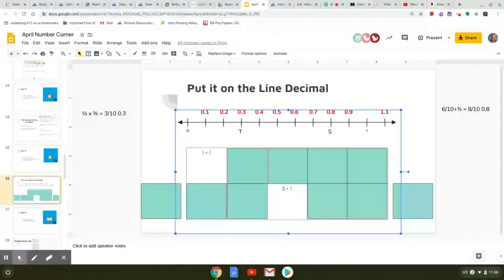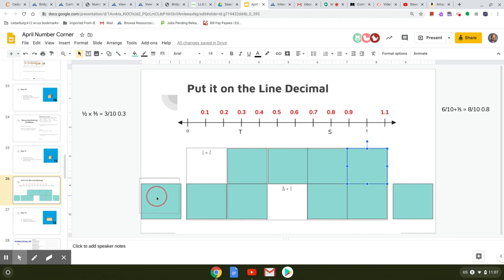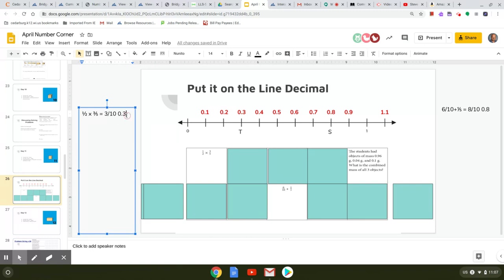All right, so now next card for Mr. Keller. All right, so I'm going to select this card. Hopefully it's a big one. That way I can kind of get back in. All right, it says the students had objects of masses of 0.96, 0.04, and 0.1 grams. What is the combined mass of all three? So go ahead and figure that one out in your notebooks.